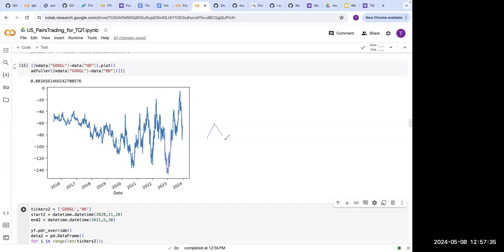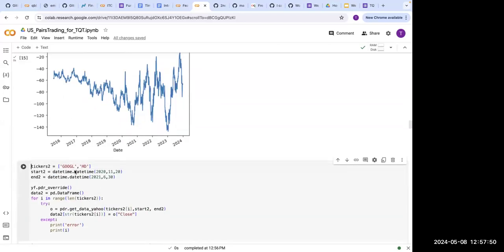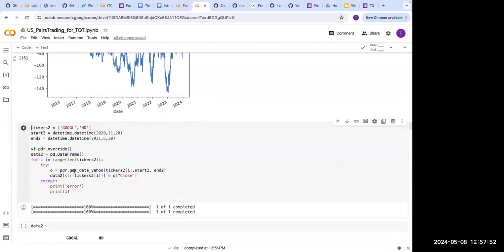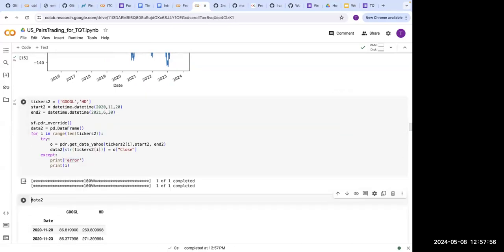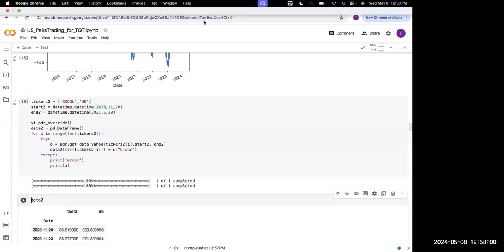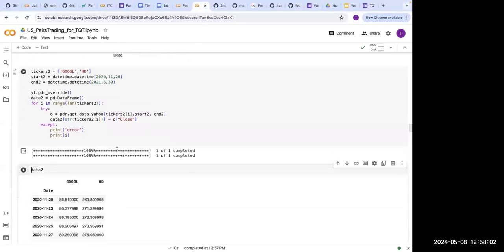Usually you should see very small amplitudes, but just because Google and Home Depot are not very much correlated, you have these very high oscillations. So now that we have done that, let's create the data frame again just for these two so that we can use them for a trading strategy and see if we can make a profit.